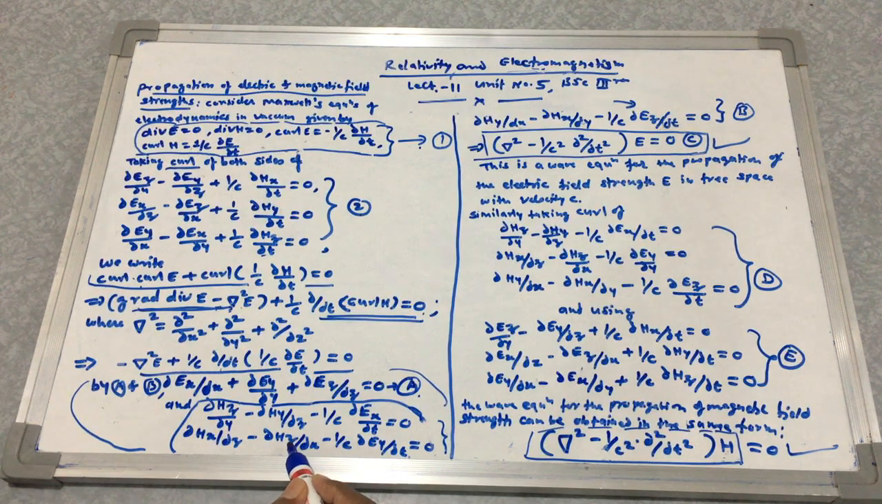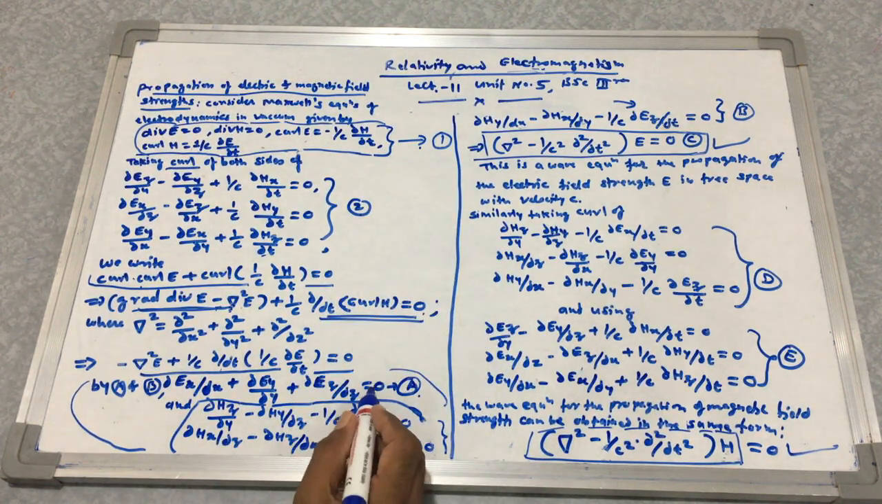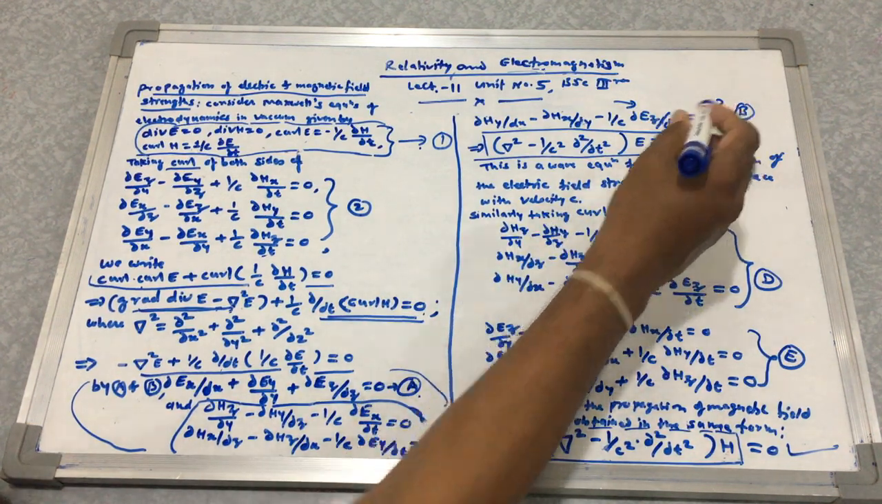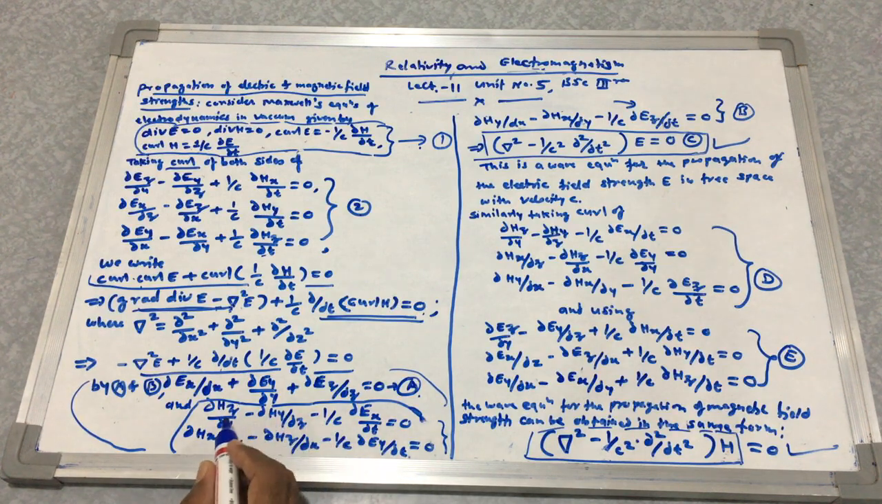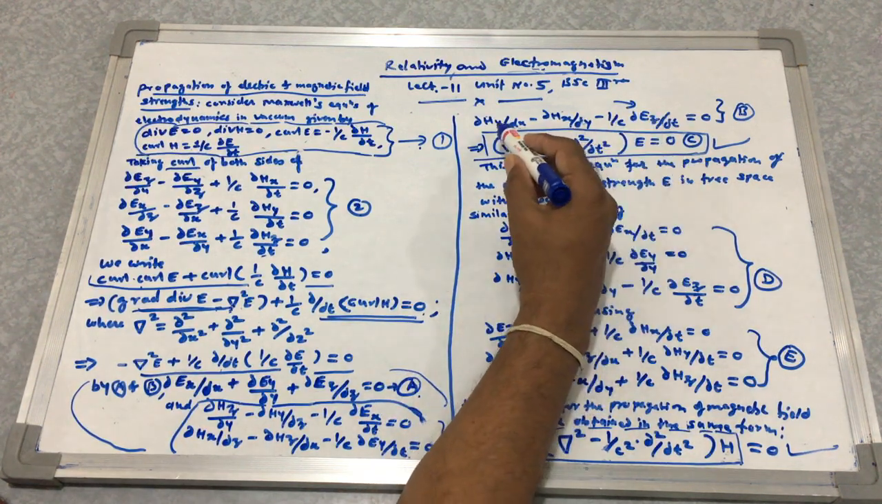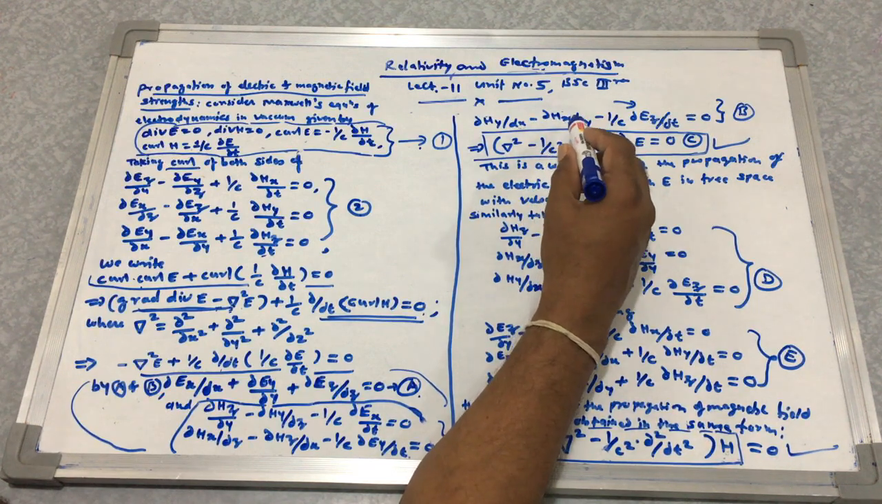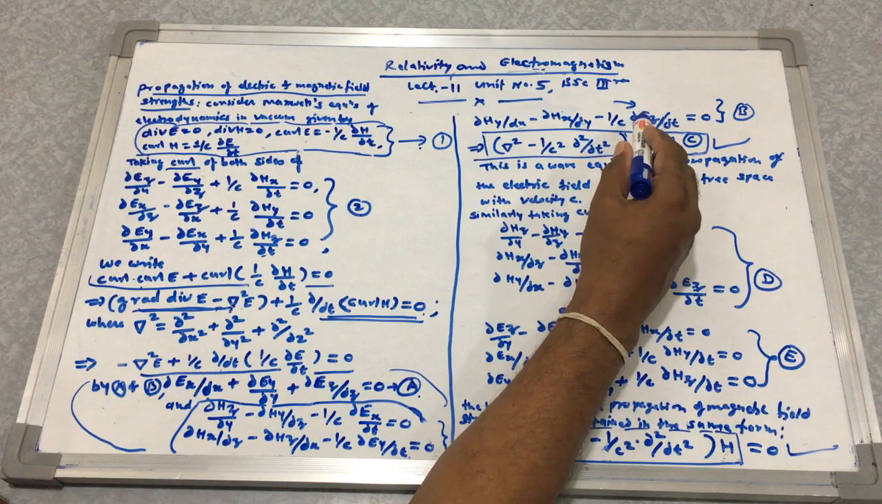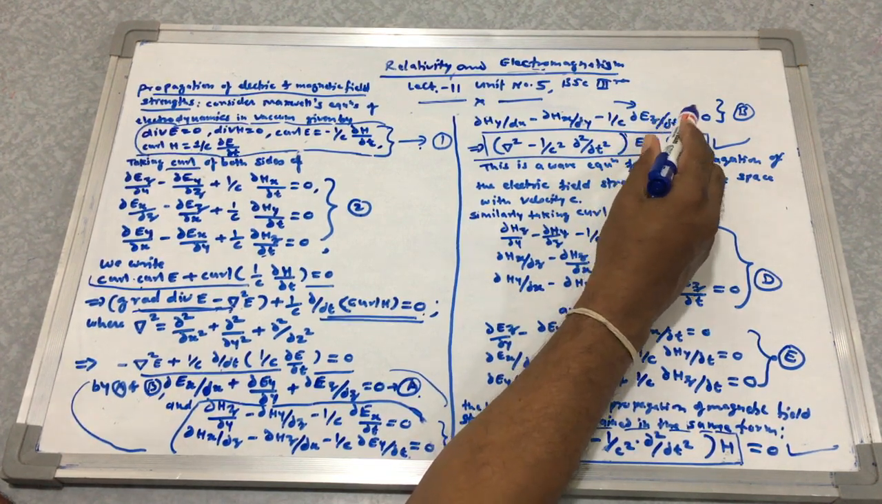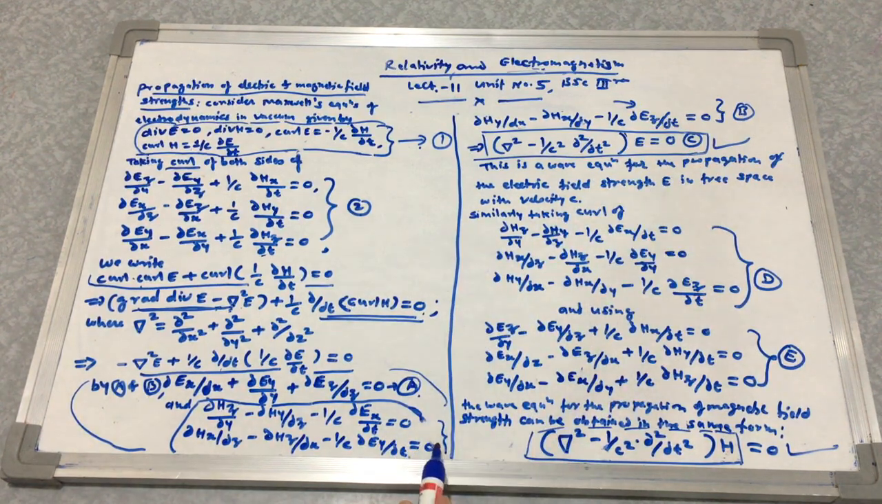This is A, and equation B has three equation forms: del Hz upon del y minus del Hy upon del z minus 1 upon c del Ex upon del t is equal to 0, del Hx upon del z minus del Hz upon del x minus 1 upon c del Ey upon del t is equal to 0, and del Hy upon del x minus del Hx upon del y minus 1 upon c del Ez upon del t is equal to 0. So all three equations indicate part B.